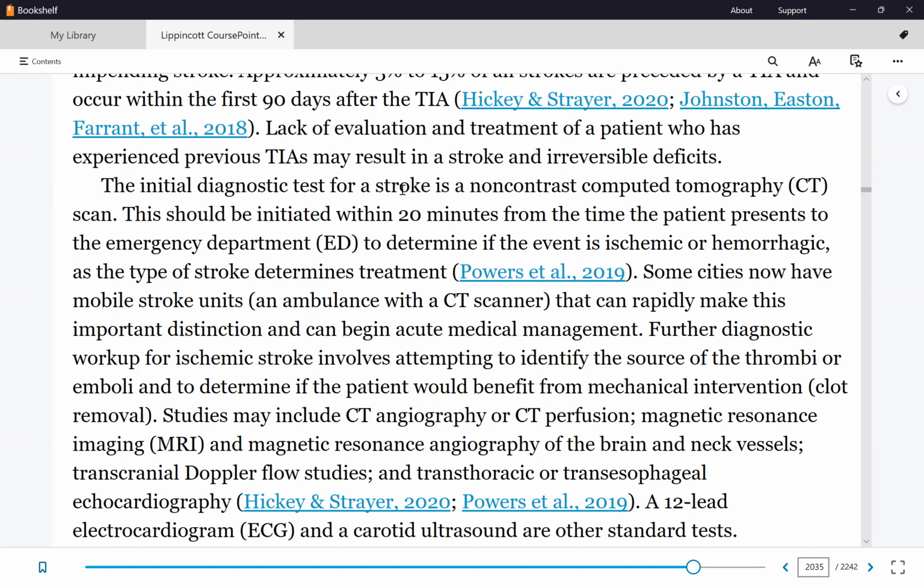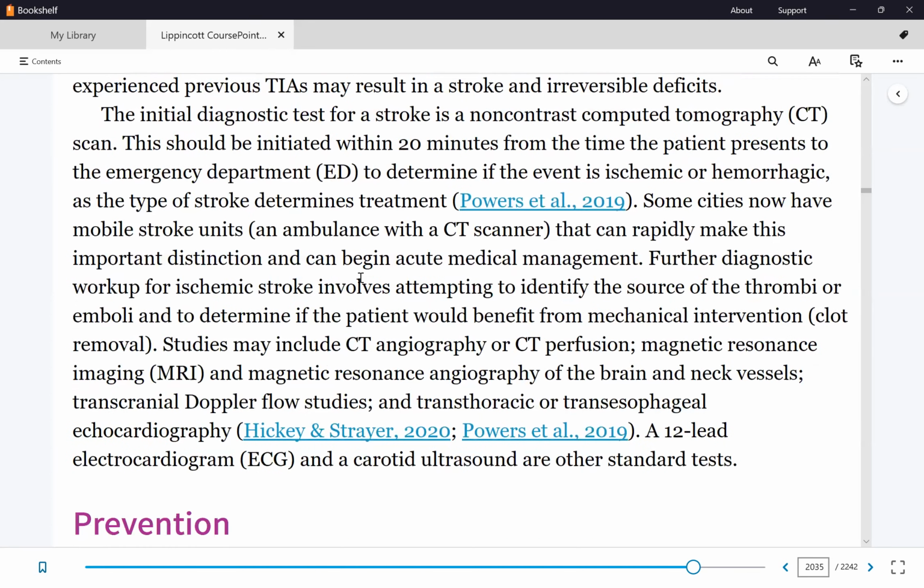So let's review again. For diagnostics, what's supposed to be done within arrival at the medical facility? CAT scan. So within 20 minutes, do you want within 20 minutes? No. You want 10 minutes? 10 minutes. Yeah, okay, should be sooner. But the book says 20, okay, so be it. So we need to identify first so that we can proceed with the treatment.